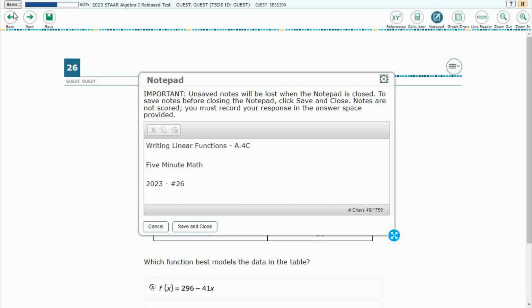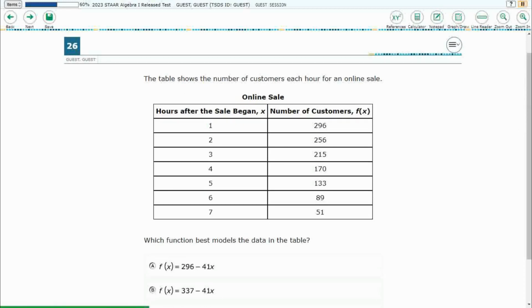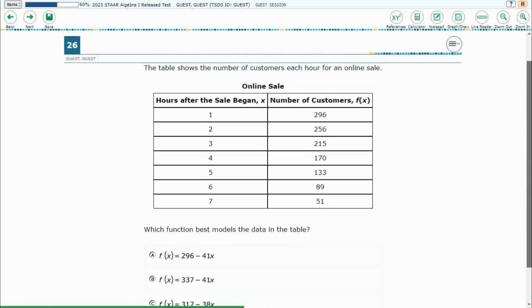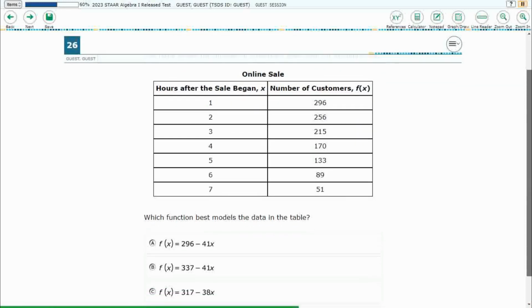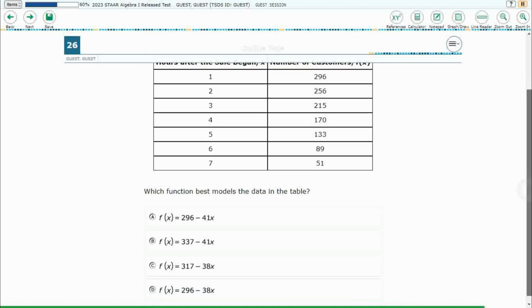Today we are looking at the Algebra 1 concept of writing linear functions. This is standard A.4C in the great state of Texas, and we are using item number 26 of the 2023 released STAAR test. If you haven't done so already, please take a moment to pause the video, work this problem out on your own, unpause it, and we will look at our answers together.